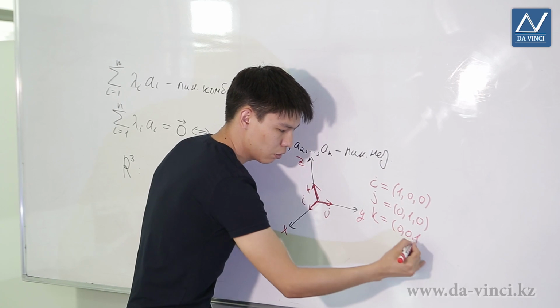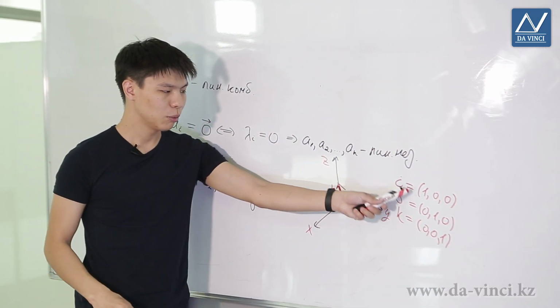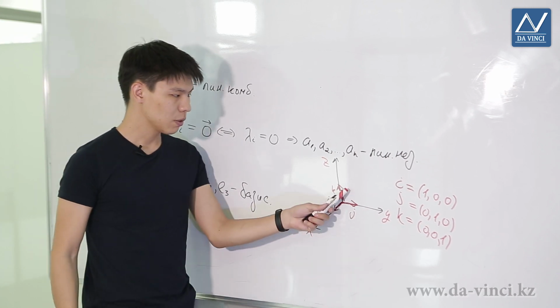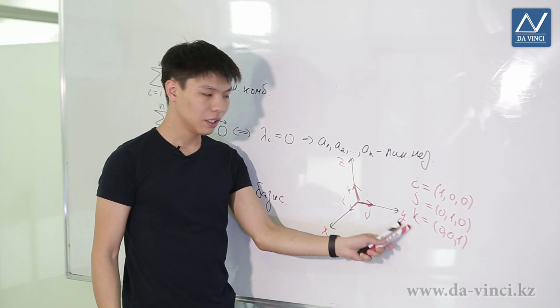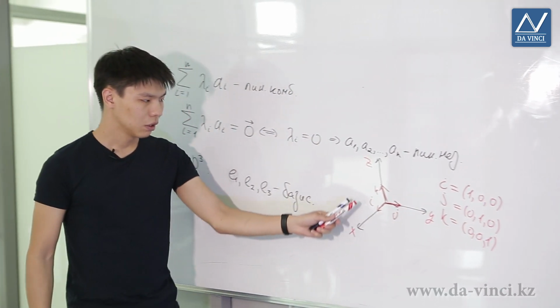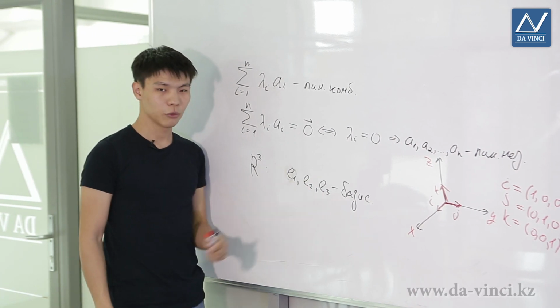And the vector k has coordinates 0, 0, 1. These three vectors form the basis. That is, we can express any vector in terms of these three vectors. Actually, when we talk about the coordinates of a vector, we mean exactly the coordinates of the vector in this basis. But we can introduce any other basis and consider the coordinates in this new basis for space.